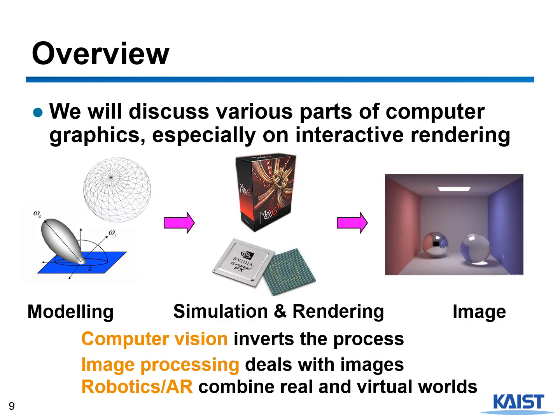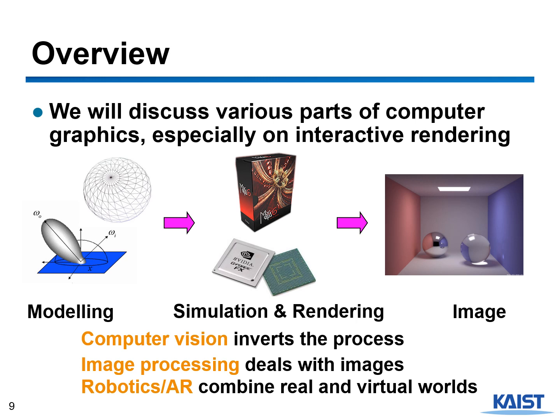In this class, we will mainly discuss various parts of computer graphics, especially interactive rendering. As you can see, computer graphics consists of mainly these parts: modeling, simulation, rendering, and imaging. Once we set up a model, like 3D meshes or an appearance model of the 3D model, then we perform rendering techniques, something like ray tracing, which we can also call simulation. Then in the end, we can get the image as shown on the right side.